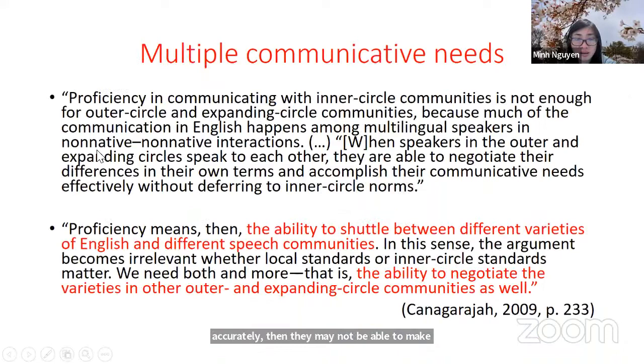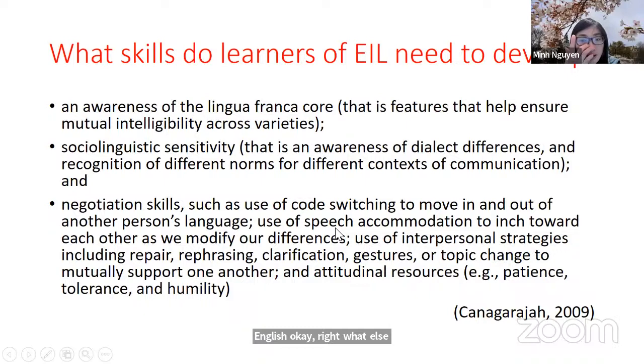What else? Sociolinguistic sensitivity, that is, an awareness of dialect differences and recognition of different norms for different contexts of communication. And then finally, negotiation skills, such as the use of code switching to move in and out of another person's language, use of speech accommodation to inch toward each other as we modify our differences, and the use of interpersonal strategies, including repair, rephrasing, clarification. Those are called communication and accommodation strategies. Gesture as well, or topic change in order to mutually support one another. And attitudinal resources, for example, patience, tolerance, humility.